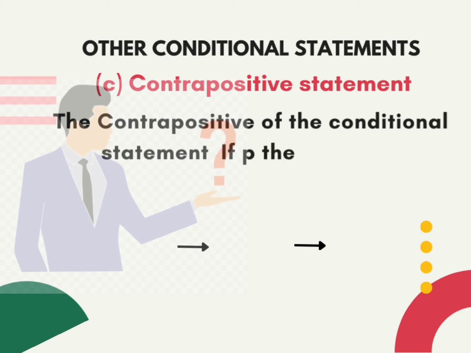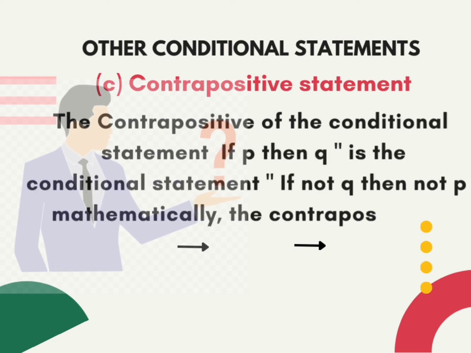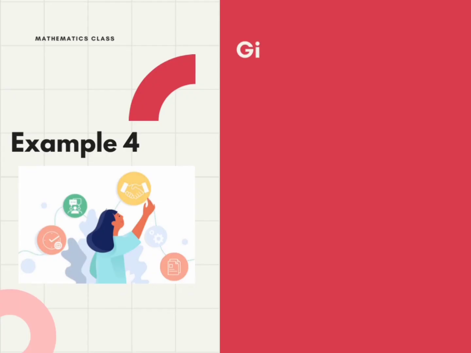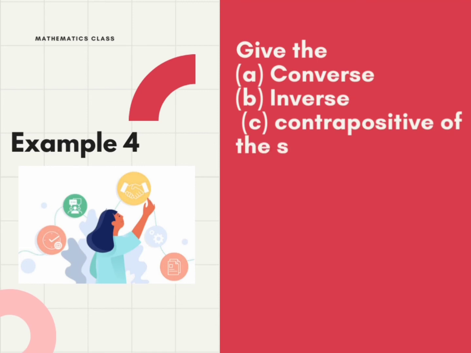The last conditional statement we'll be taking is the contrapositive of a statement. The contrapositive of the conditional statement, if P then Q, will be negation Q implies negation P. Take note: if you have the conditional statement P implies Q, the contrapositive of such a statement will be the negation in reverse order, which is negation Q implying negation P.